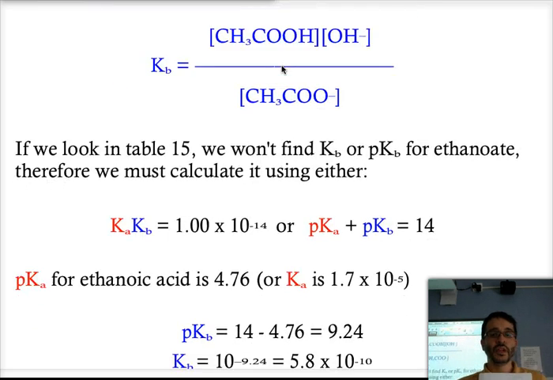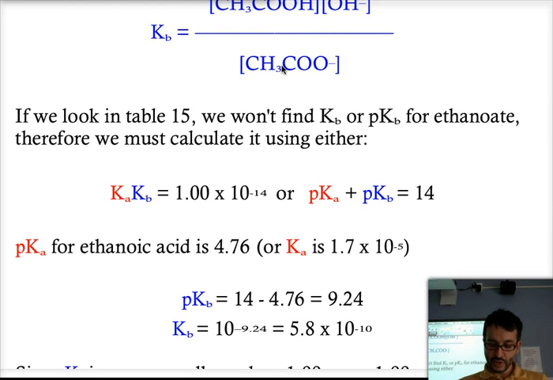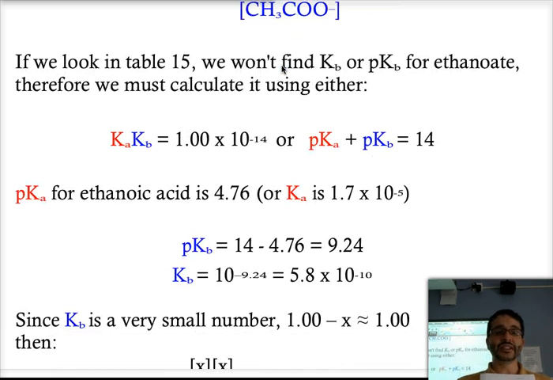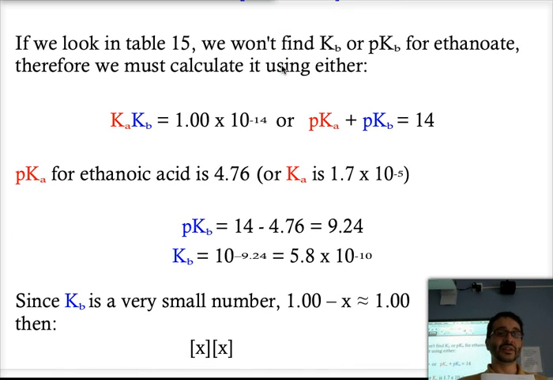So if we look in the table, close to the top, we find the pKa for ethanoic acid. It's 4.76. Well, pKb then would be 14 minus 4.76, which means that it's 9.24. The value of Kb is 10 to the negative pKb, in this case 10 to the negative 9.24, which gives us 5.8 times 10 to the negative 10. That's a very small number.